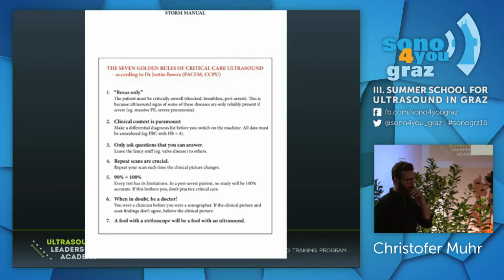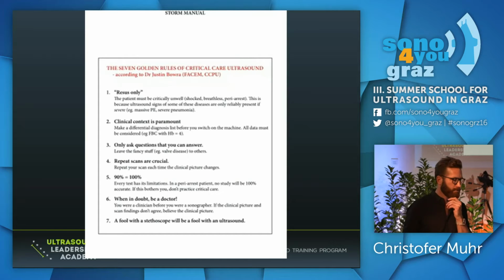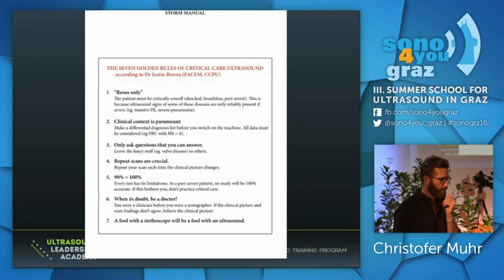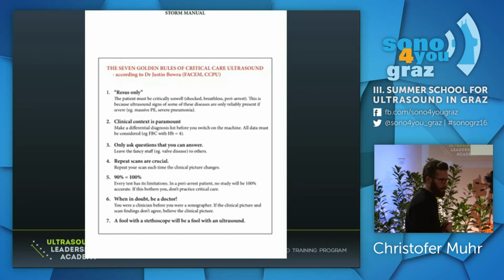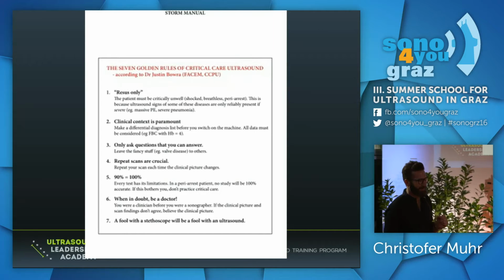Sorry about the quality of this, but it's called the Not Storm. I had one glass of Storm yesterday. Never again, please. No offense.